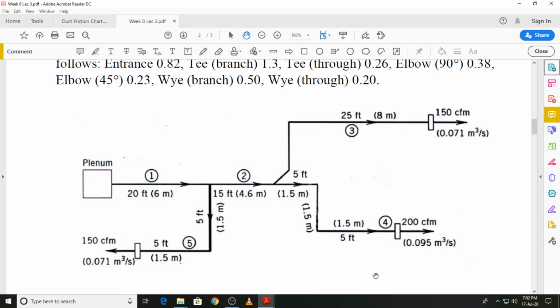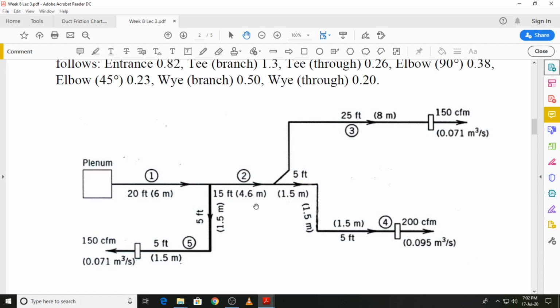If you look at this layout, the first run will consist of segments 1 and 5. So I will call it run 1 5. Then we can look at the next run, that will be run 1 2 3, made up of segments 1, 2 and 3. And finally the third run will be run 1 2 4. And in each of these runs we have straight sections and there are sources of dynamic losses.